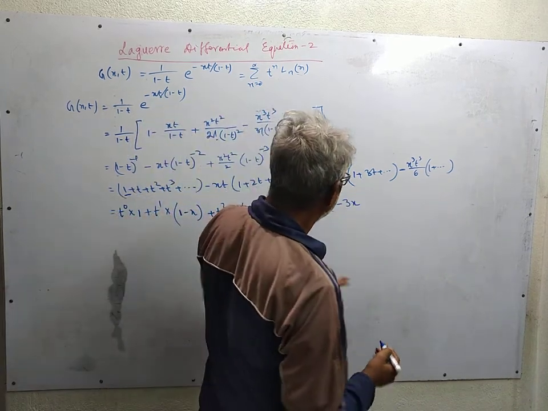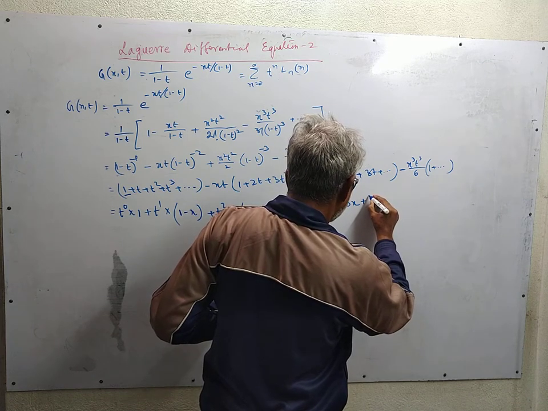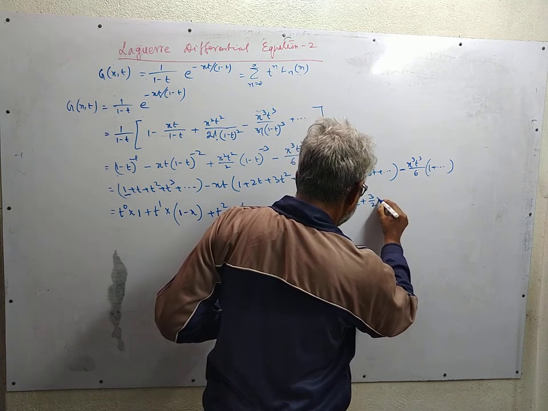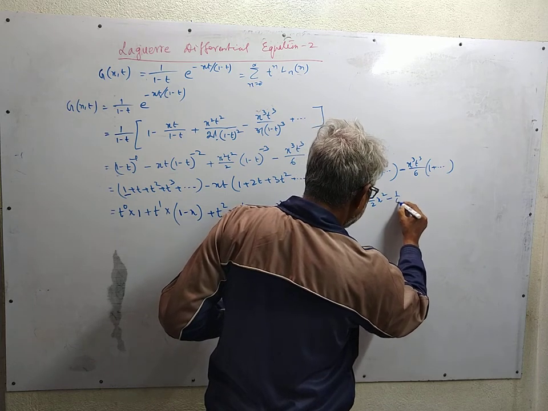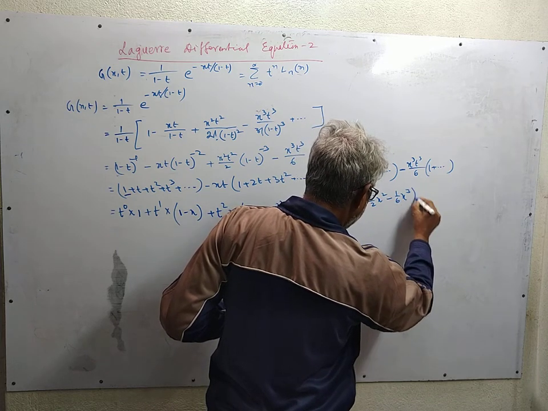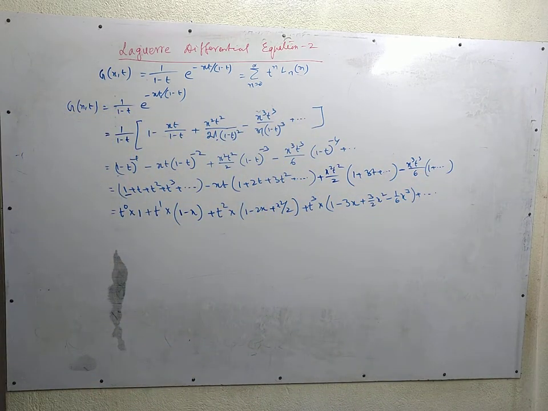Then this term 3x square, 3 by 2x square, and then minus 1 by 6x cube plus higher order terms. So we can get the result.